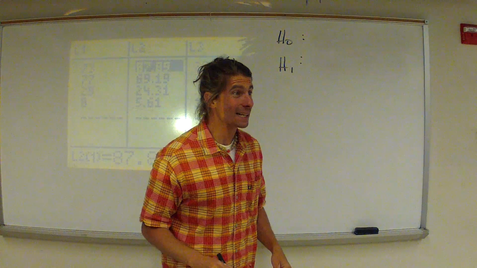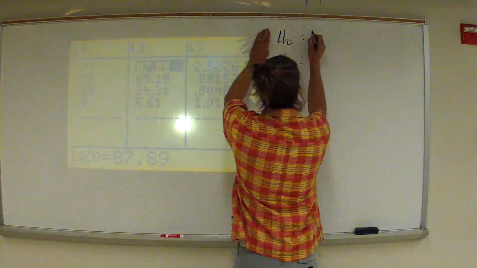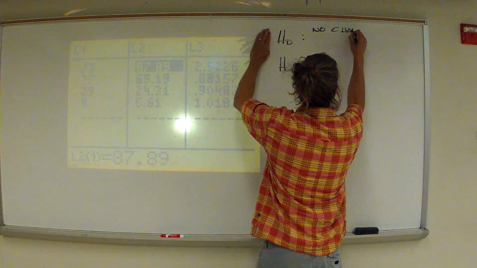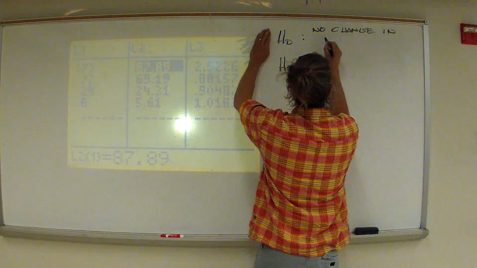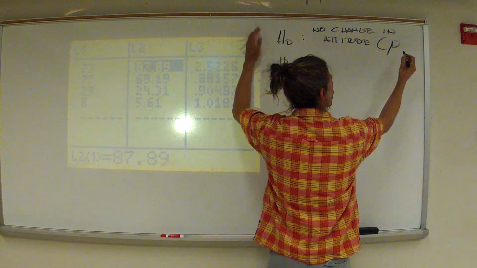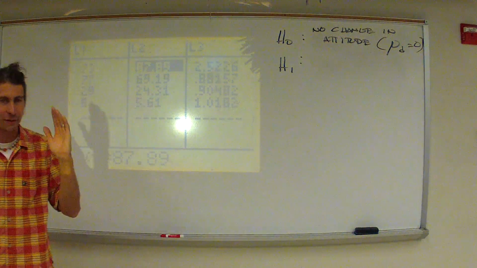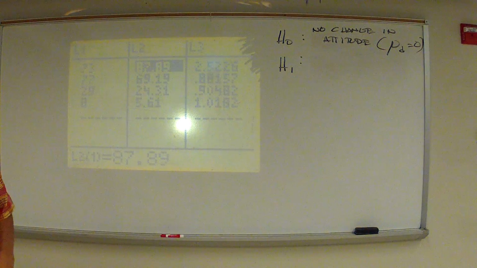Yes. So the null hypothesis is what? They didn't change at all. No change in attitude. If you like the symbols on this one, I've been calling it mu D equals 0, because that gives you the implication that it's a matched pair. There's a difference you're looking at.